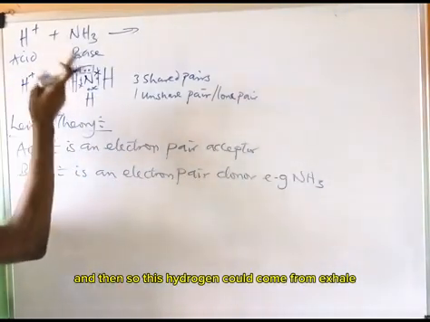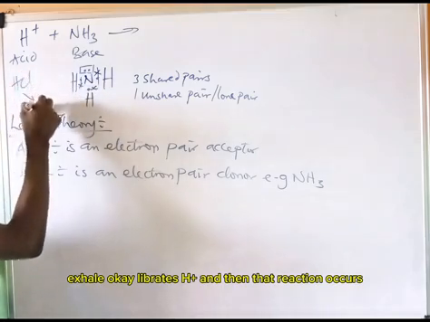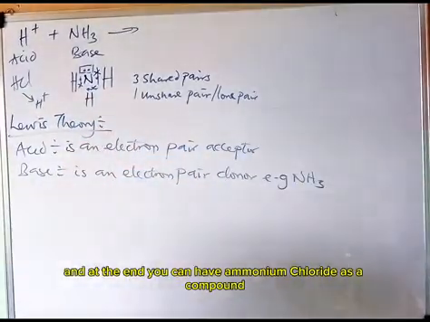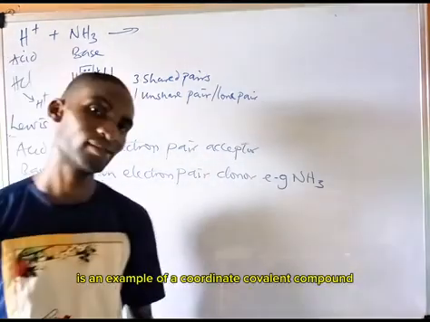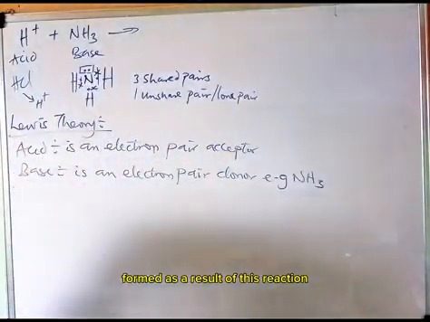This hydrogen could come from HCl. So HCl liberates H plus, and then that reaction occurs. And at the end, you can have ammonium chloride as the compound formed. Ammonium chloride is an example of a coordinate covalent compound formed as a result of this reaction.